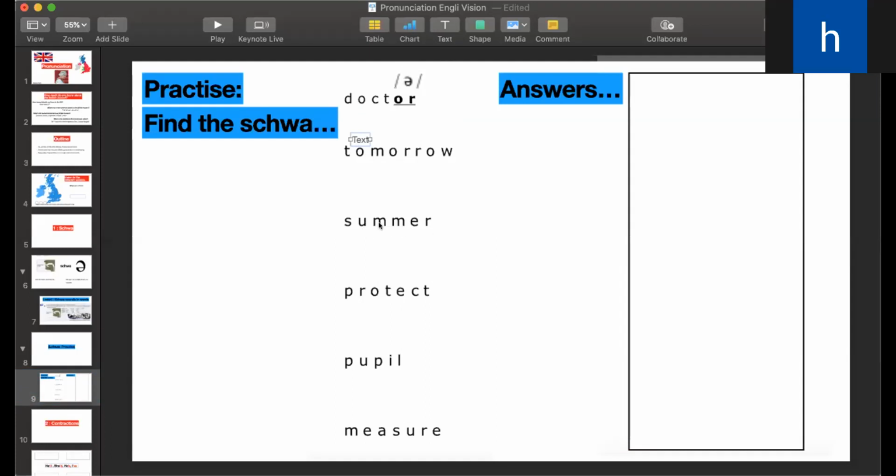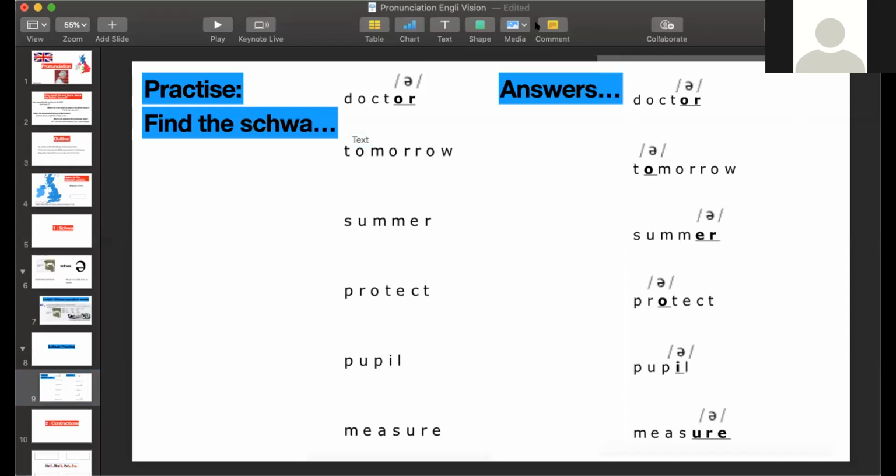Summer. Last syllable. We'll check in a second. Protect. Middle. Yeah, in the middle. Protect. Good. Pupil. First syllable. Okay. Measure. Major. Where's the sound? First and last. Really? It's not in the middle. First? The middle. Okay, let's have a look.